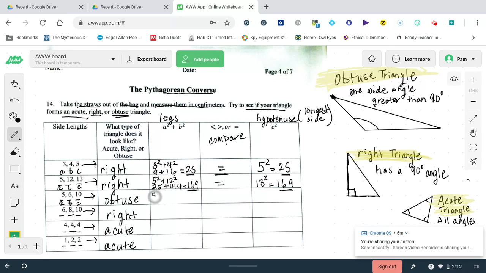So we're going to end up with 5 squared plus 6 squared and see what we get. That's 25 plus 36, and 25 plus 36 is 61. Now we can compare it to C. Well, C in this case is 10, so 10 squared is 100. But these numbers are no longer equal. 61 isn't equal to 100. 61 is actually less than 100. Remember, when you compare, you're looking at less than, greater than, or equal to.